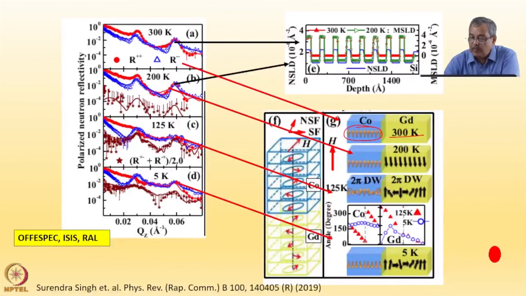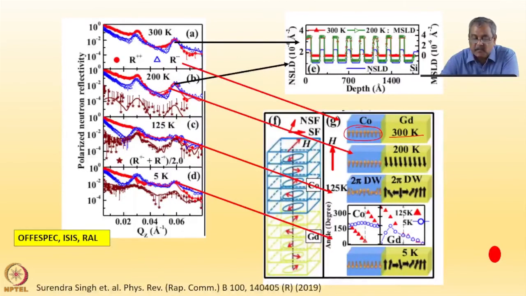So when you plot the room temperature magnetic scattering length data along with the nuclear scattering data, it looks like this. The NSLD is on the left side and the magnetic scattering length density has been plotted on the right side. Here there is no analysis of the reflected beam; it is just the magnetic moment density profile we try to find out. You can see the red curve for gadolinium: wherever it comes to the gadolinium layer, the magnetic moment density is zero, and whenever we go to the cobalt layer, I can see a positive magnetic moment scattering length density. So this is at 300 Kelvin.